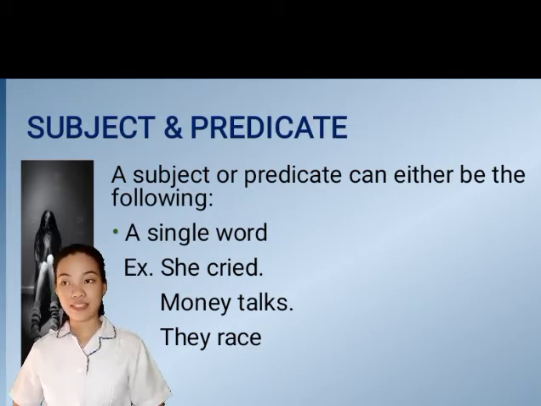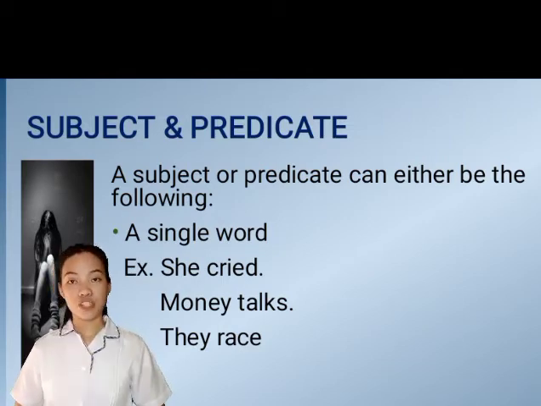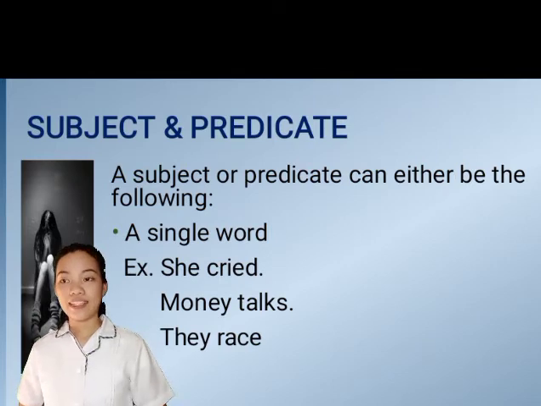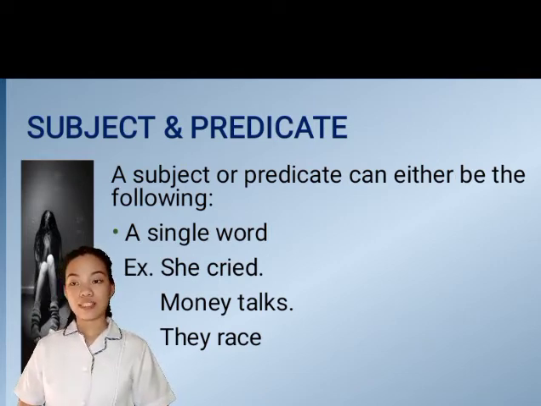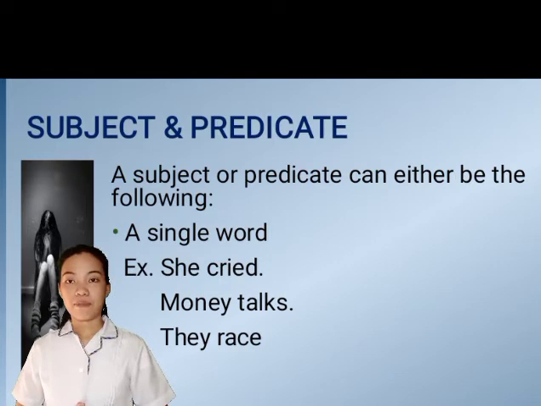In the first sentence, she is the subject, while cried is the predicate. The same goes with the second sentence and the third sentence. The first word is the subject, being followed by the predicate.